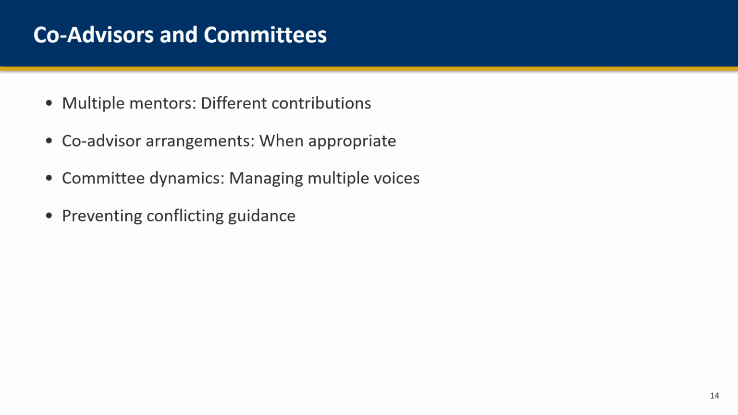Co-advisor arrangements where two faculty share primary advising responsibility work well in some situations, particularly for interdisciplinary work or when no single faculty member covers your needs. These arrangements require clear role definitions and good communication among all parties to function well.